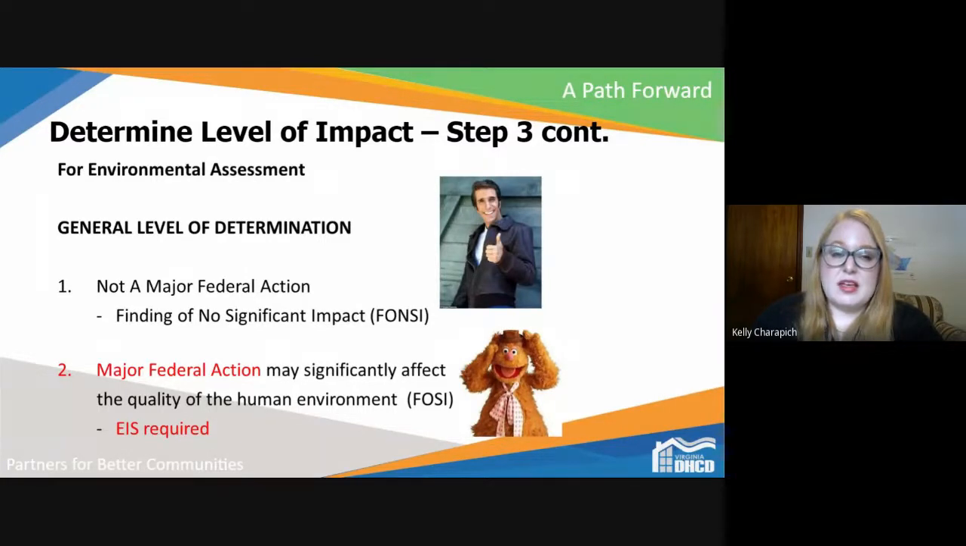The other level is a FOSI, which means finding of significant impact. And that means that your project will significantly affect the quality of the human environment, and an environmental impact statement is required. So remember, we want to go, hey, like Fonzie. We don't want to go waka waka like Fozzie Bear. So remember that, and that's how I remember that. Next slide, please.